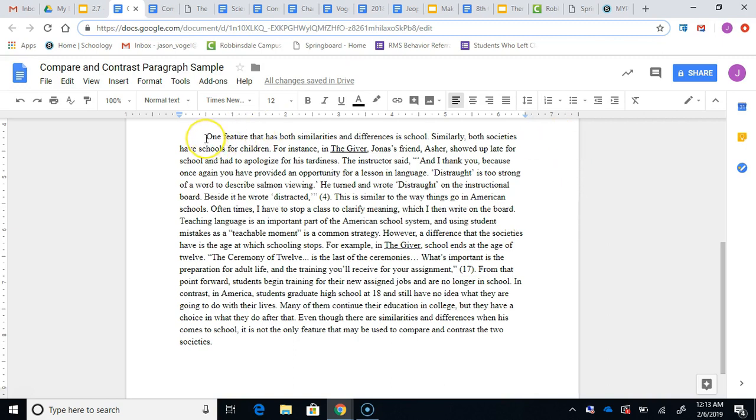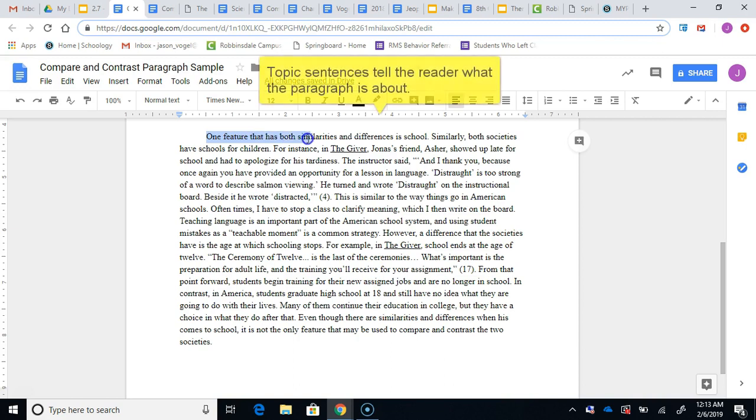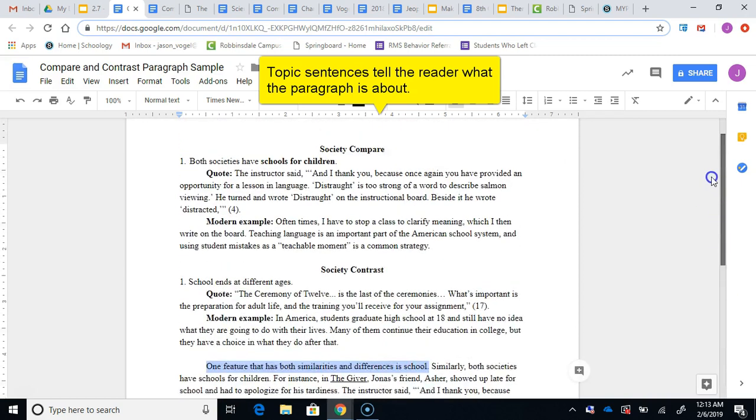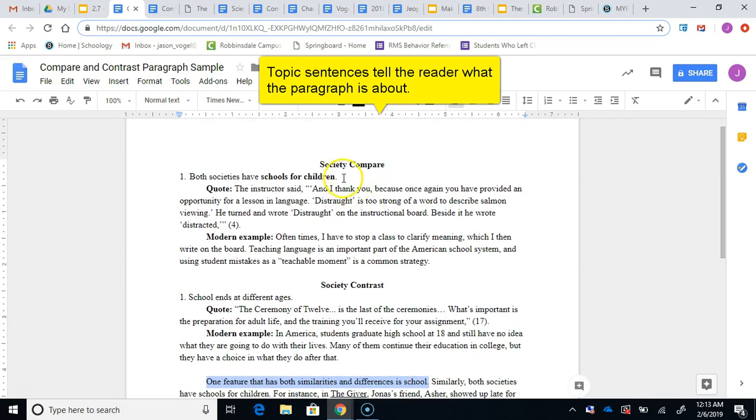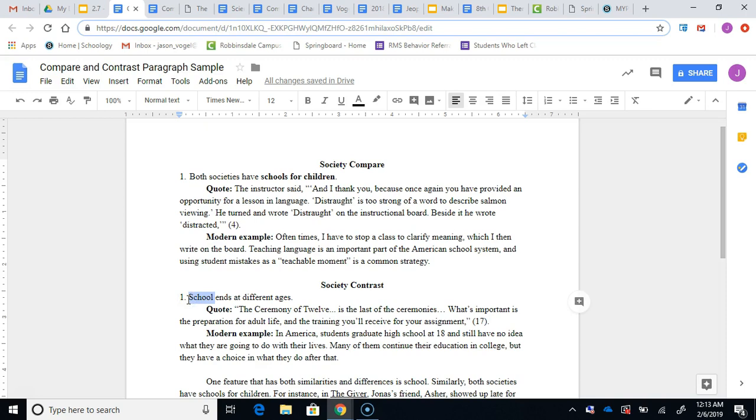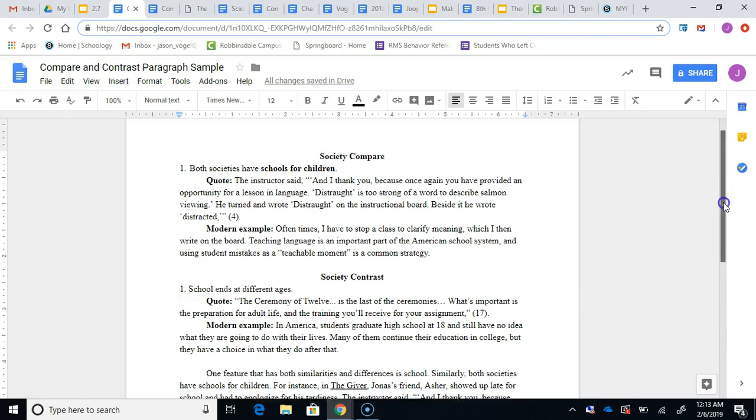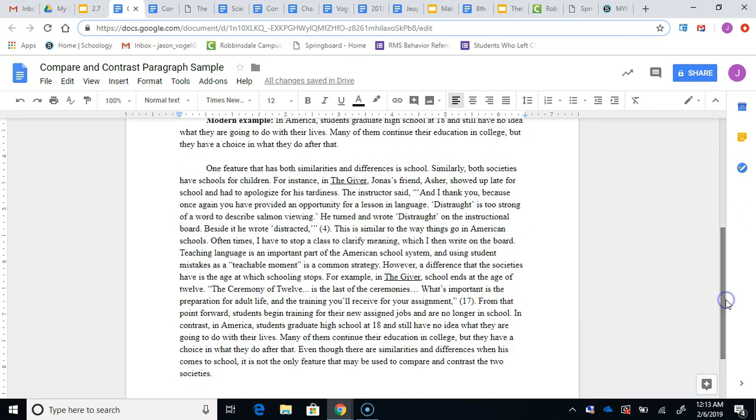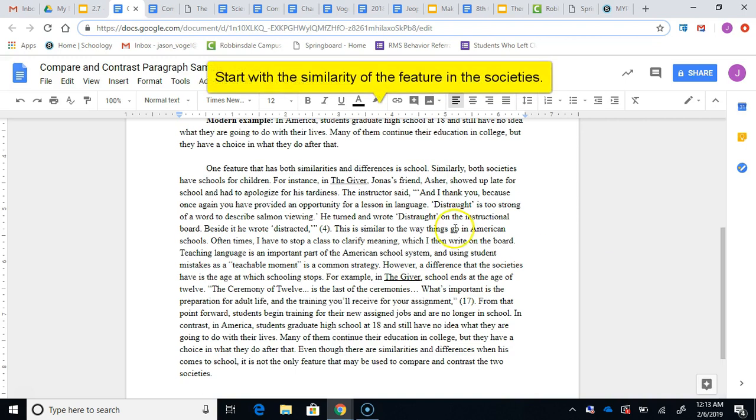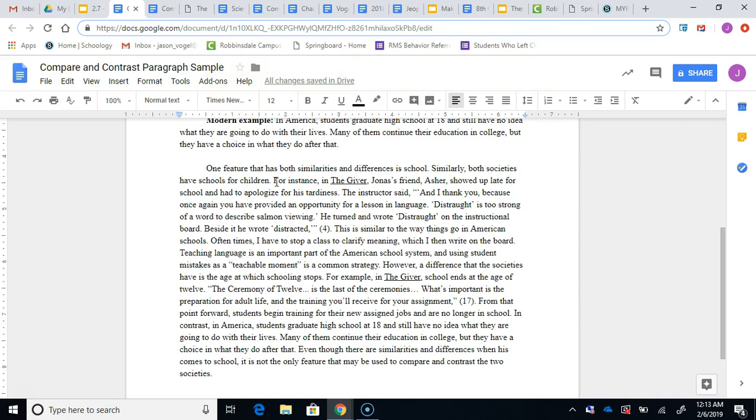So I start off with my topic sentence. One feature that has both similarities and differences is school. So that's the same feature that I wrote about on my pages: Schools for children and school in my Society Contrast page. So I'm going to start by talking about the similarities. First, I will say what it looks like in the book.